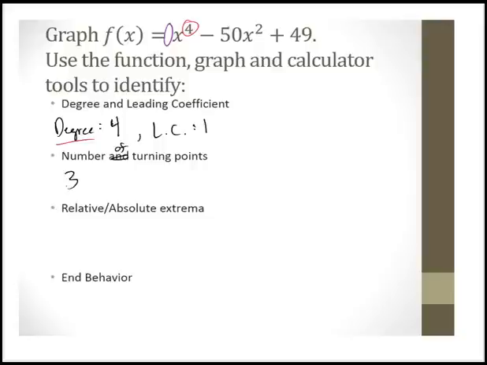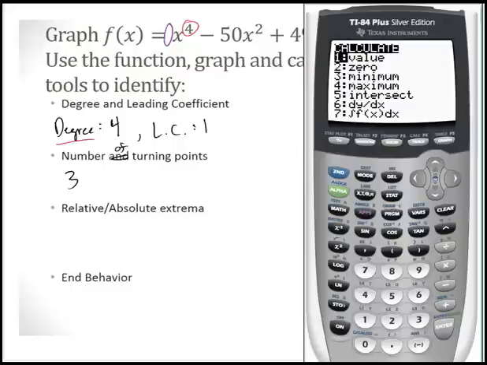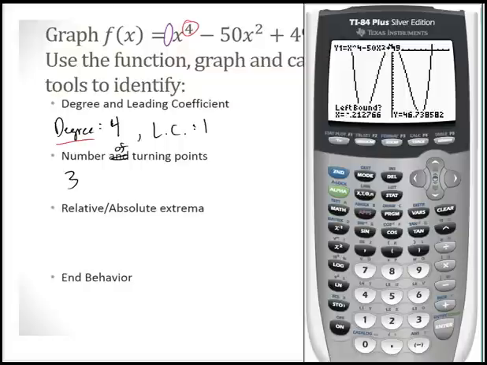Any relative or absolute extrema? Well, I see, decreasing, I see a relative maximum. Let me calculate that relative maximum. It appears to be when x is 0. Let's just verify that.